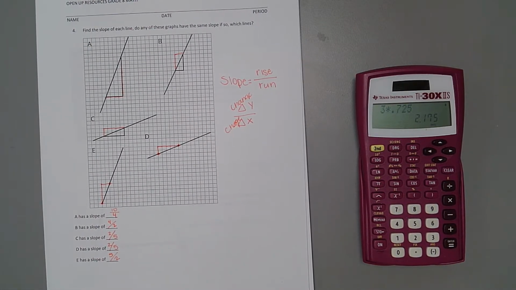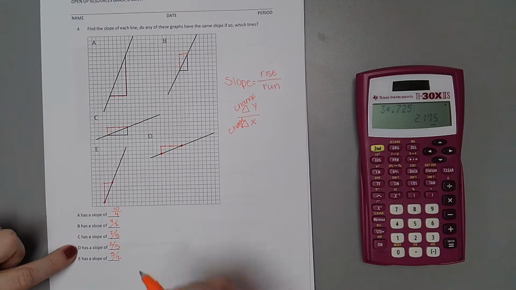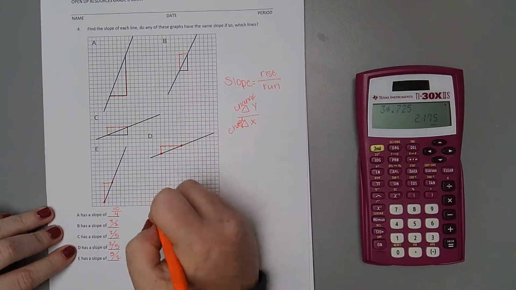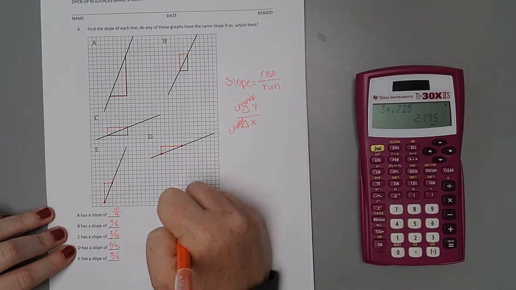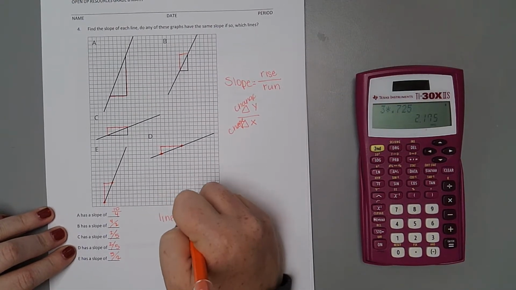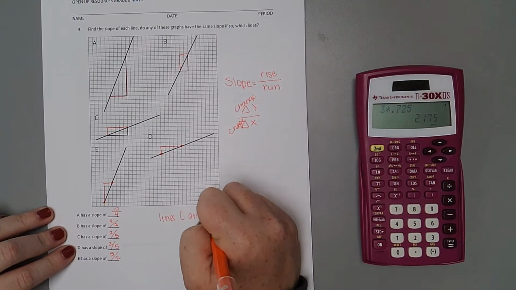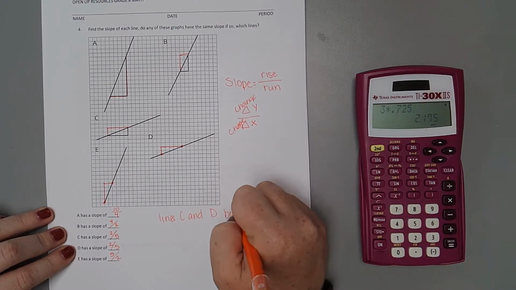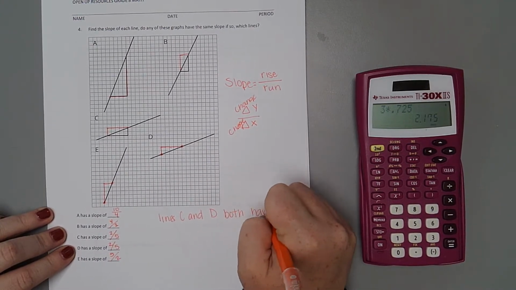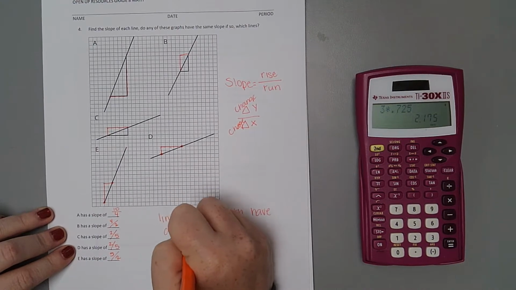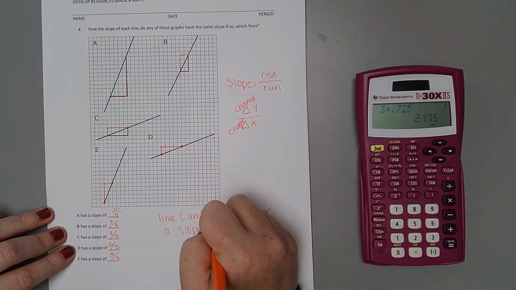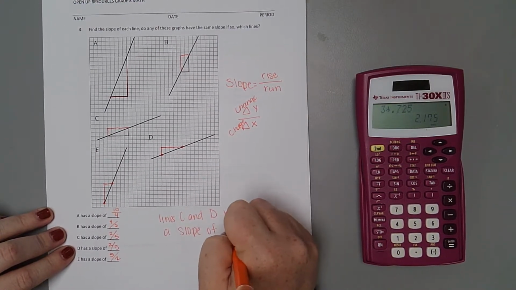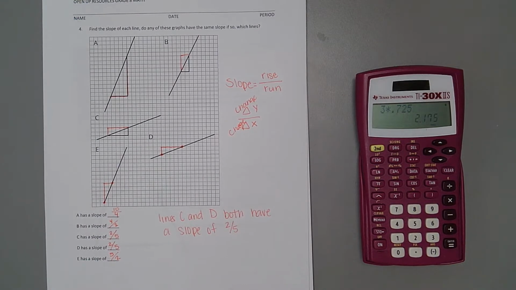Second part of this question was, do any of these lines have the same slope? Well, lines C and D both have a slope of 2 over 5. Do any other lines have the same slope?